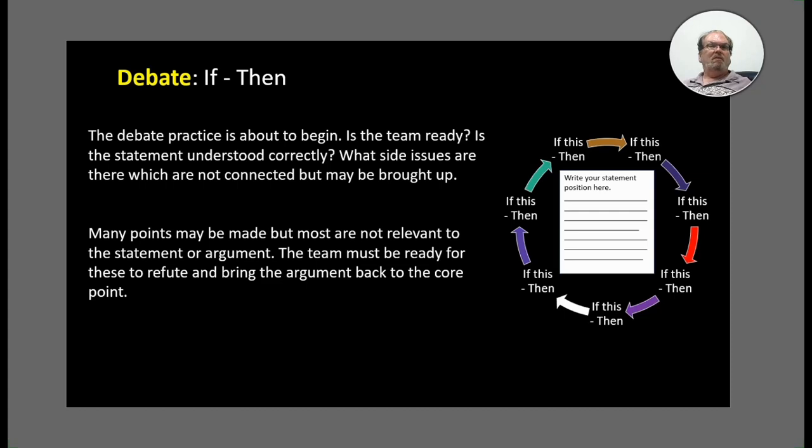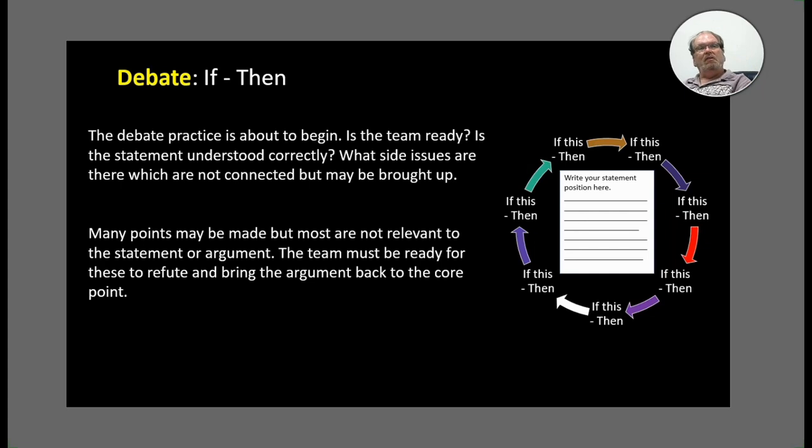Many points may be made, but most are not relevant to the statement. So, as you found in all your discovery, all your reading, a lot of ideas don't really match what you want to talk about. Just because you have lots of information doesn't mean it has a lot of value to what you want to argue. The team must be ready to hear them from your opposition and respond with an opposing view. Remember, disagreeing is nice, but you need support if you want to disagree.